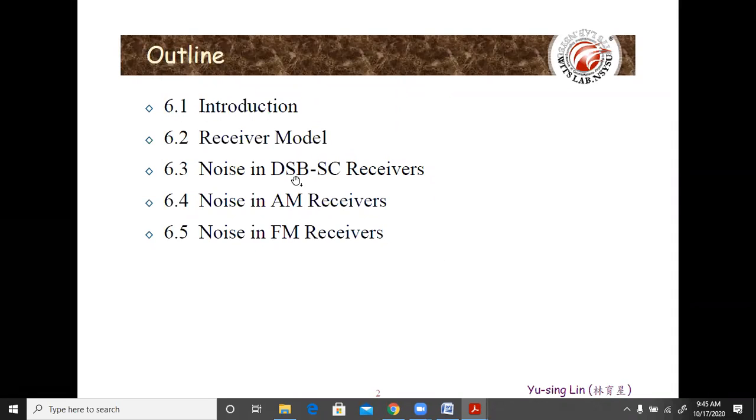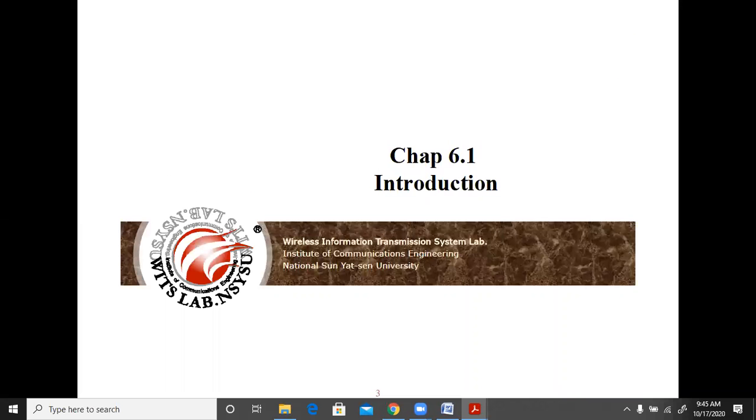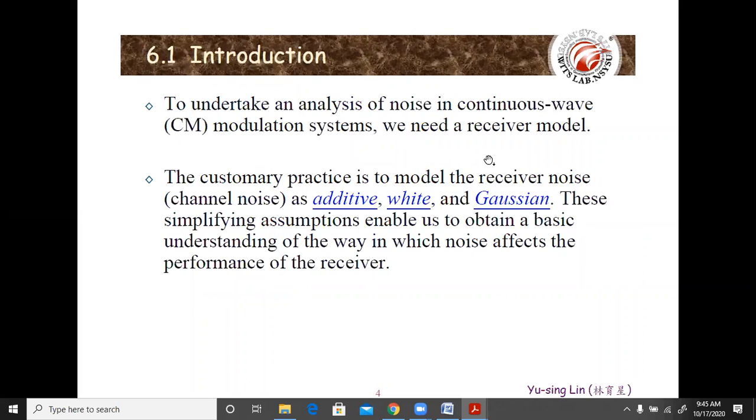Okay. Generally, whenever we talk about noise, we say that when we get back our original signal at the end of the receiver, how much noise is present compared to the amount of noise in the input side. Therefore, the modeling of the receiver is very important. So to undertake an analysis of the noise in a continuous wave modulation system, we need a receiver model so as to analyze noise in the continuous wave modulation systems.